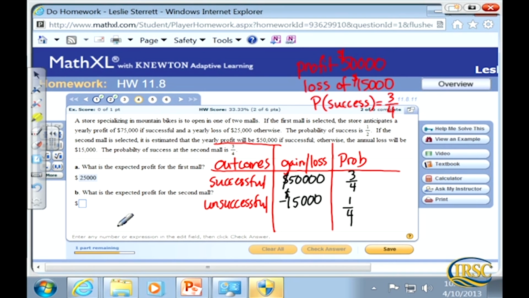So now multiplying across, okay, so what was the first one? 37.5. And then 15,000 times 1/4? Negative. Okay, negative 37. No, that doesn't make sense. Okay, so I didn't hear right. So, oh, okay, so 3,750?